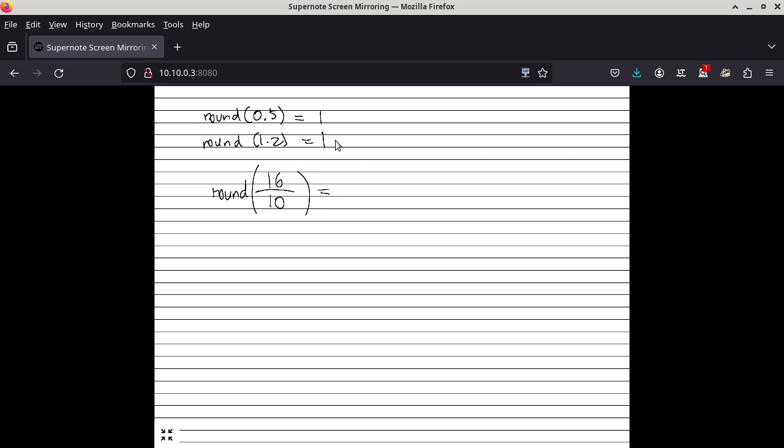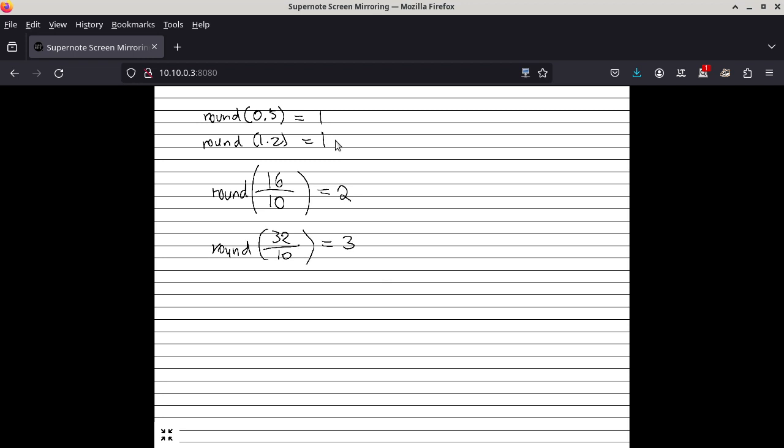What is the round of 16 divided by 10? It's supposed to be 2, very good. And what is the round of 32 divided by 10? That's just 3, because the fractional part is only 0.2, which is less than 0.5.